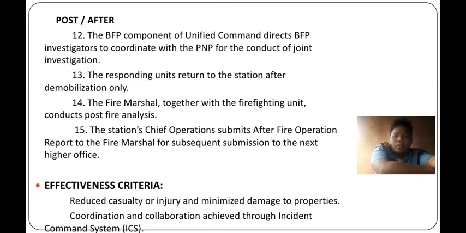15. The fire station chief of operations submits the after fire operation report to the fire marshal for subsequent submission to the next higher office. It also has effectiveness criteria, meaning reduce casualty or injury and minimize damage to properties. Coordination and collaboration achieved through incident command system.